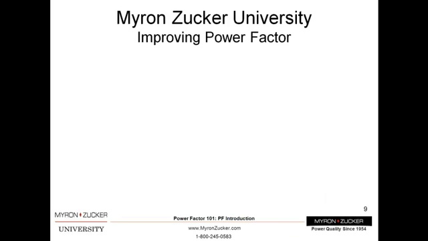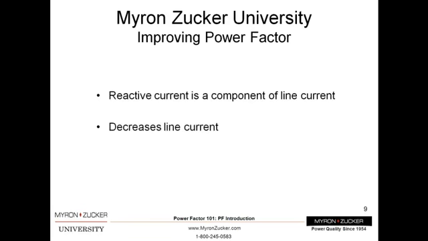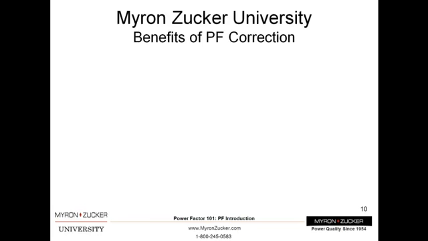Since we now know power factor correction capacitors reduce the reactive current required from utility providers, how does this translate to decreased line current? Reactive current is a component of line current. Therefore, a reduction in reactive current results in decreased line current. It is very important to understand that though line current is reduced due to power factor correction, real power kW, or real energy consumption kW hours, are not reduced by any significant amount.